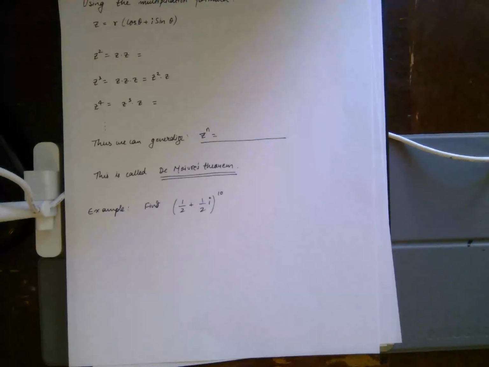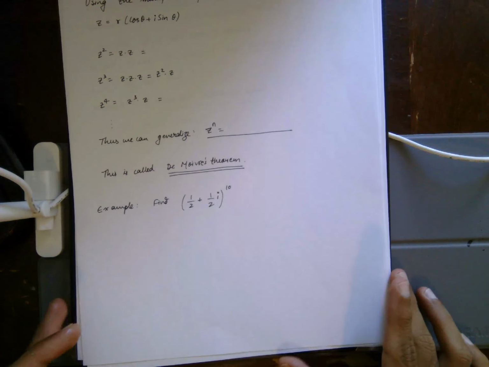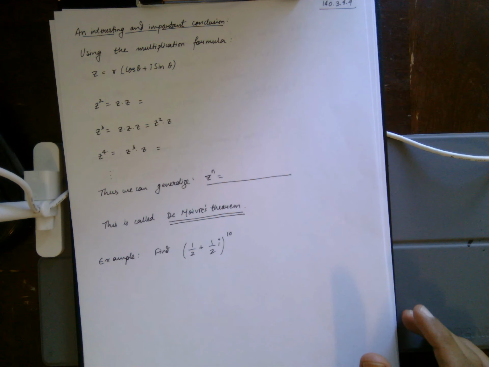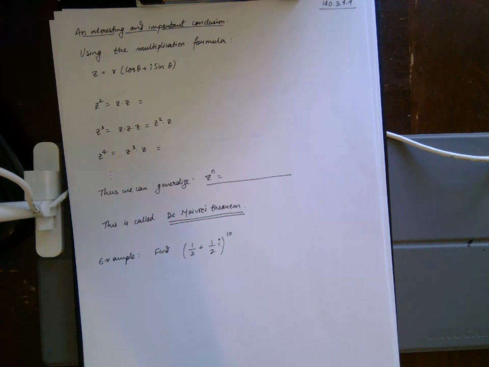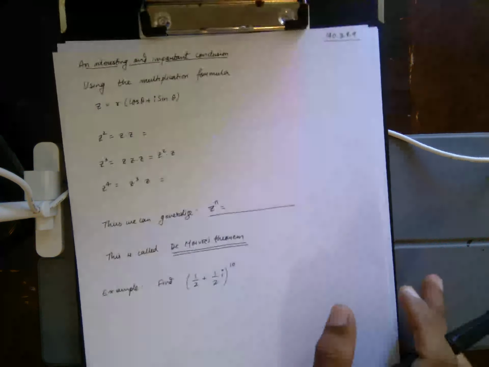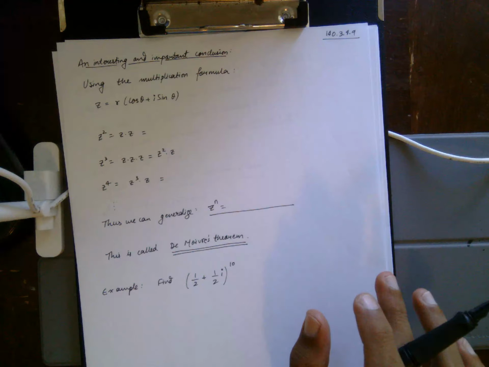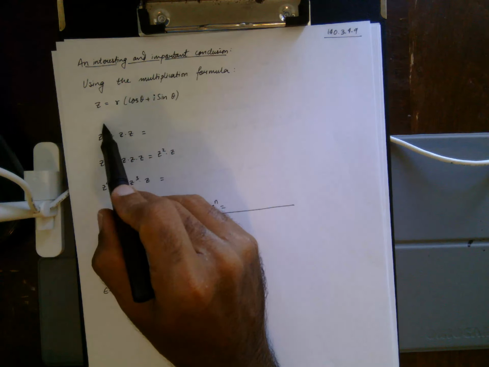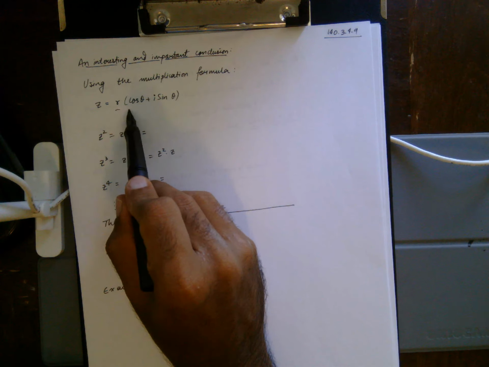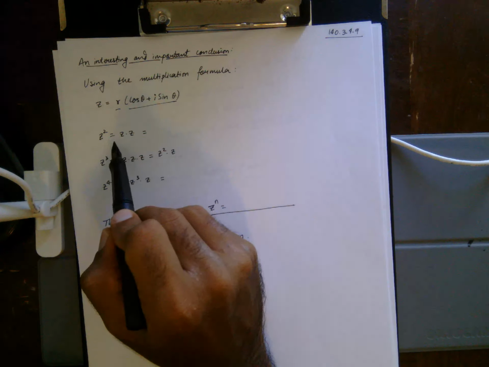In the previous video, we saw that writing complex numbers in polar form makes it very easy for us to multiply. Now we look at an interesting conclusion, a consequence of what we just saw. Given any complex number, it can be written in polar form. Now what is z squared?